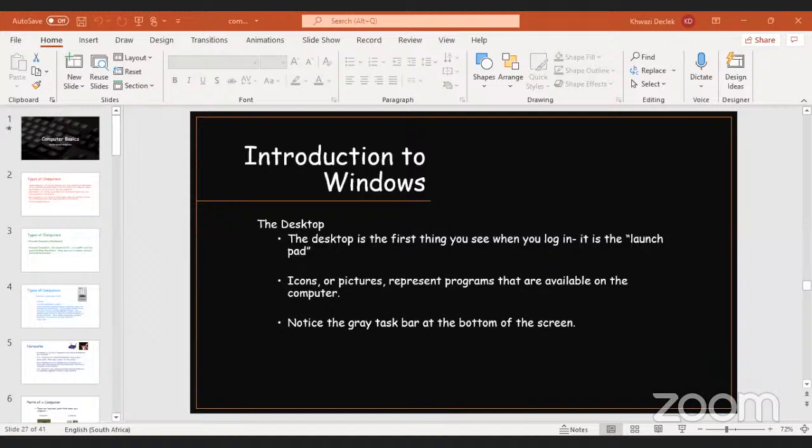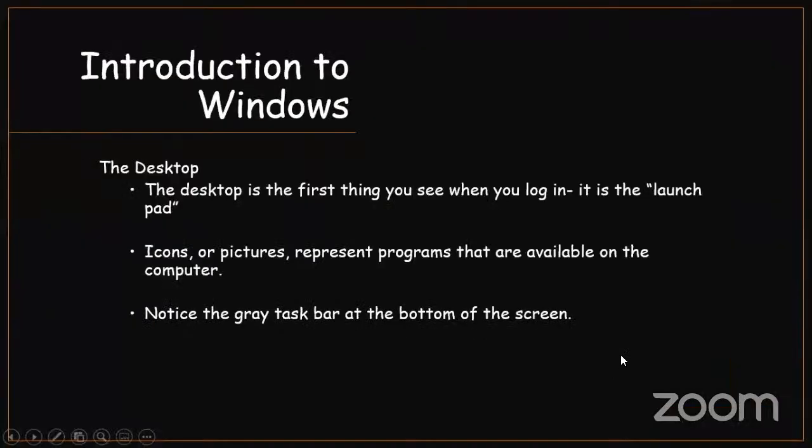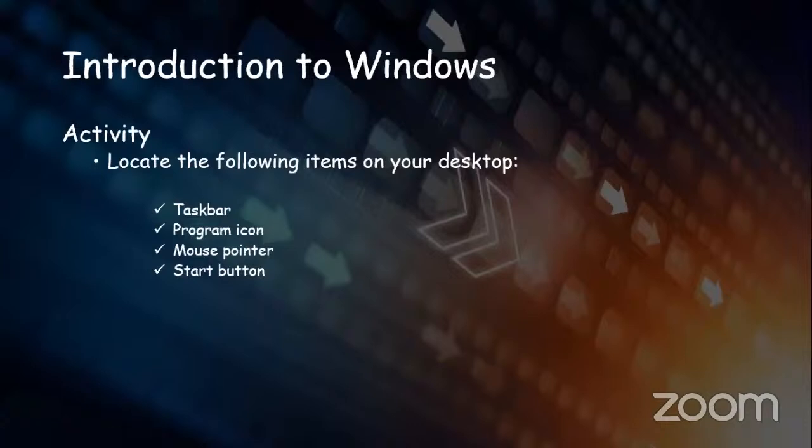Now let's go back to the slides and see what we have to do next. Okay, so, introduction to Windows. Locate the following items on your desktop: the taskbar, the program icon, the mouse pointer, and the start button. We have already shown you where the taskbar is. We have already shown you the program icon. The mouse pointer is this thing that I keep using to click on stuff, which is just a white arrow.